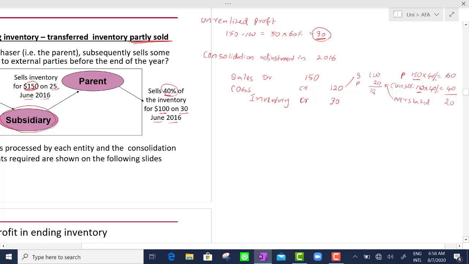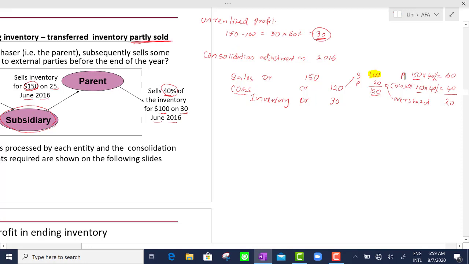So altogether we credit 120 to the cost of goods sold, right? The selling company had a cost of sales of 100; we removed it, so cost of sales credit 100.